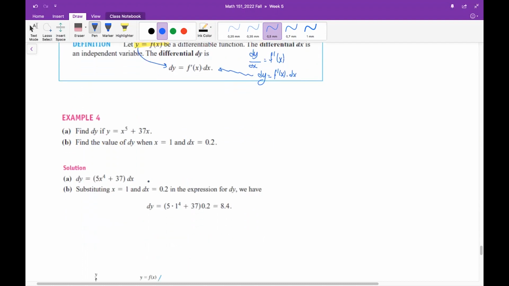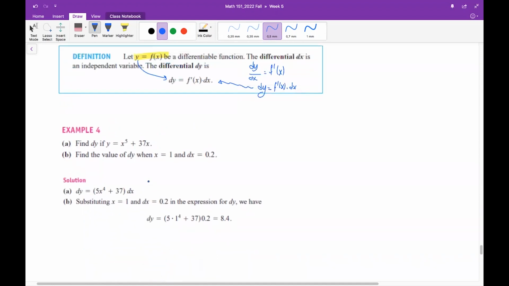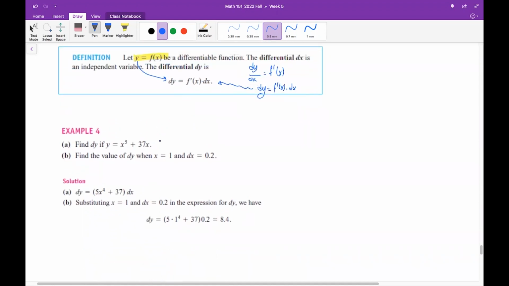So let's first see an example. How do we compute dy? Let's exercise on this. The function y is given as x to the power 5 plus 37x. So we want to compute dy here. That's why you will first take the derivative of this function, which is 5x to the power 4 plus 37, and then you will multiply the first derivative function with the dx.